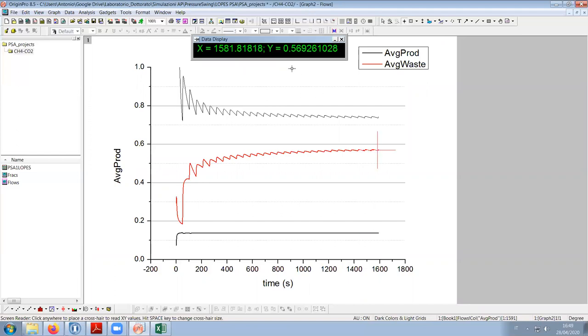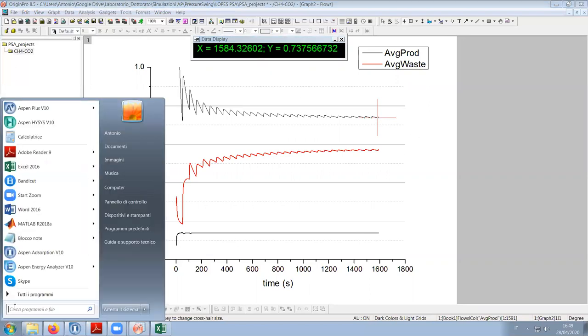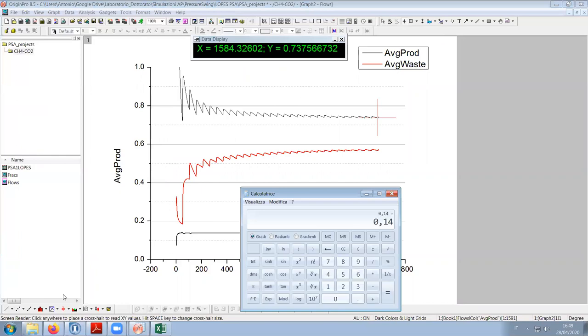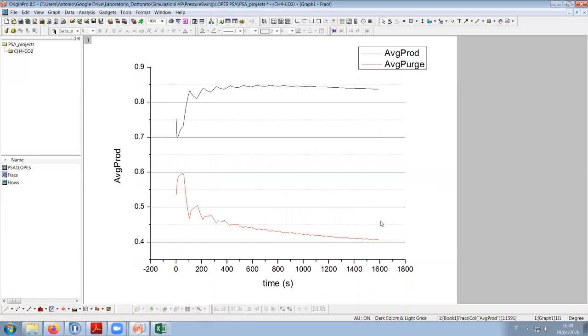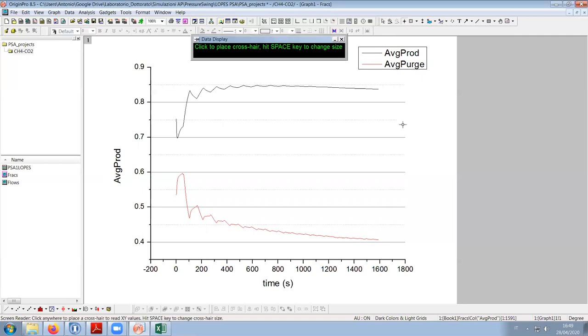0.14 plus 0.5756 plus 0.79. Okay, whereabouts there? The error is negligible. So we know that our system rejects 0.14 kmol per hour of product, 0.57 kmol per hour of waste, and receives 0.74 kmol per hour of feed at the steady state. The fractions are the steady state methane in the product is 0.84, while in the waste it is 0.4.